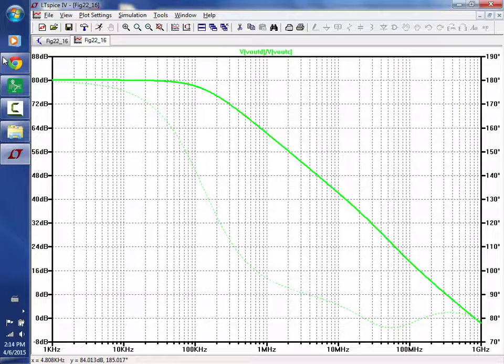Again, diff amps are used at the input of the op amp. They're used everywhere, but they're used a lot in high-speed digital communications or anything where you have to reject a common mode coupled signal.